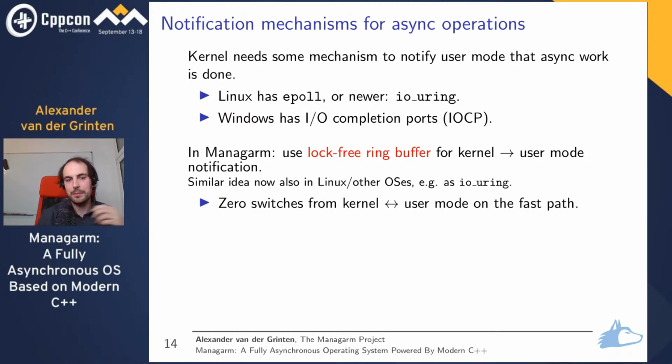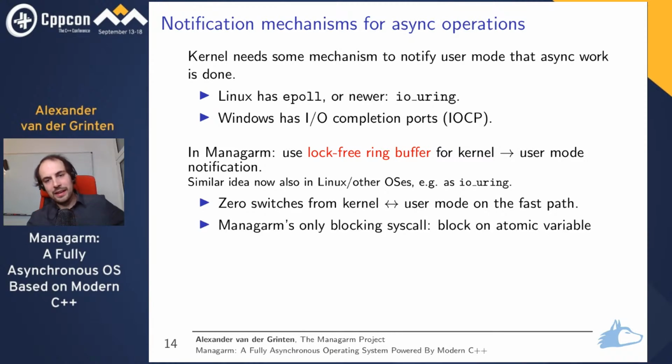In the best case, that means that we have 0 switches between the kernel and user mode to get these notifications, because if there's already a notification in the ring buffer, then user mode doesn't have to block at all. User mode doesn't have to enter the kernel at all. If there's no notification and user mode wants to block for a notification to appear, well, then it just does that, and that costs us 1 entry in the kernel. And that's actually our only blocking syscall, more or less. We block on an atomic variable. We block until an atomic variable changes.